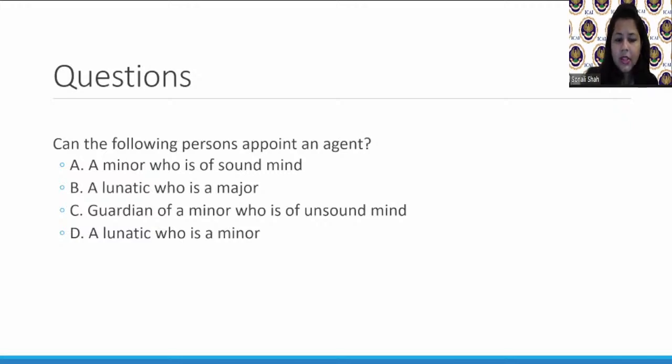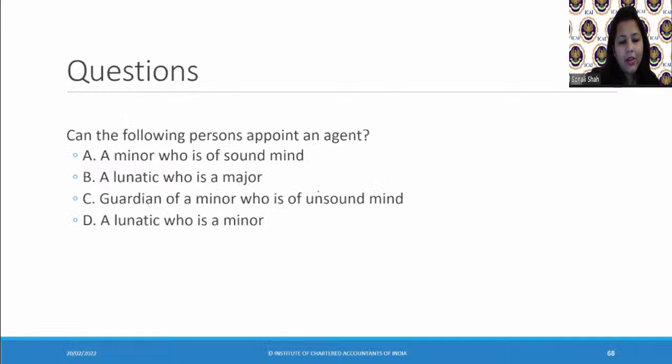No, Rupesh, your answer is incorrect. So the first option that we have provided here is a minor who is of sound mind. Can a minor validly appoint an agent? A minor cannot. If the minor appoints an agent and that agent is a major, the appointment is not valid because the minor is directly entering into a contract.